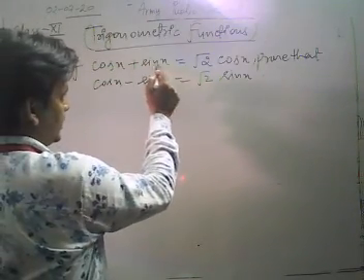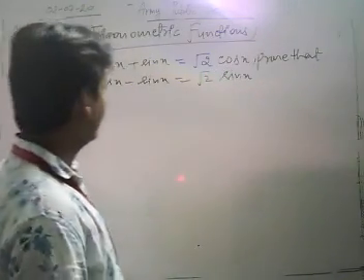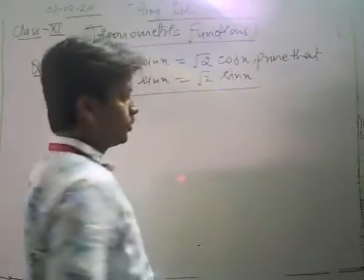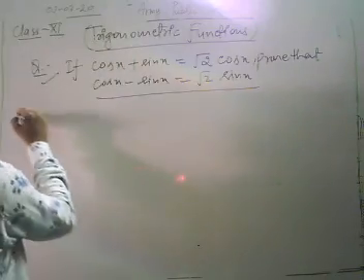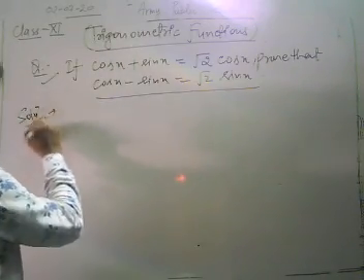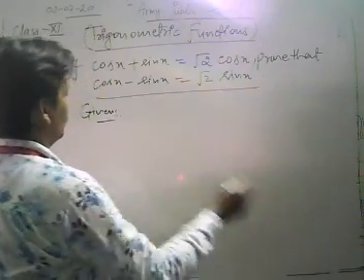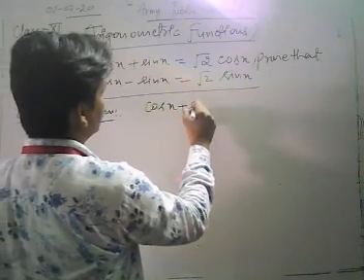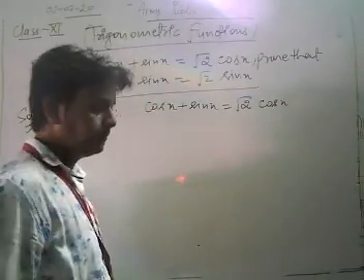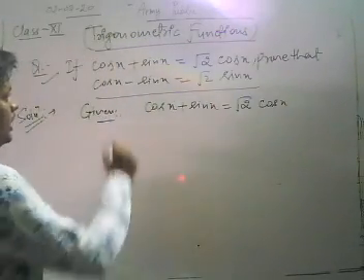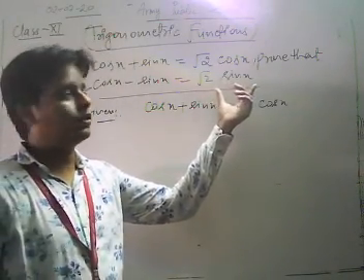Given that cos x plus sin x is equal to root 2 cos x, prove that cos x minus sin x is equal to root 2 sin x. Okay, let's solve it. First we write the given. We have cos x plus sin x is equal to root 2 cos x, and we have to show that cos x minus sin x is equal to root 2 sin x.